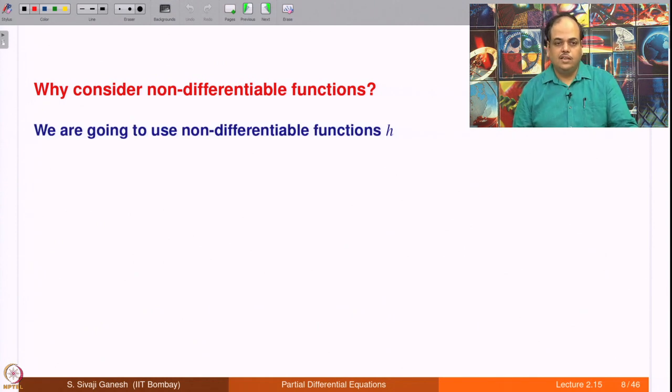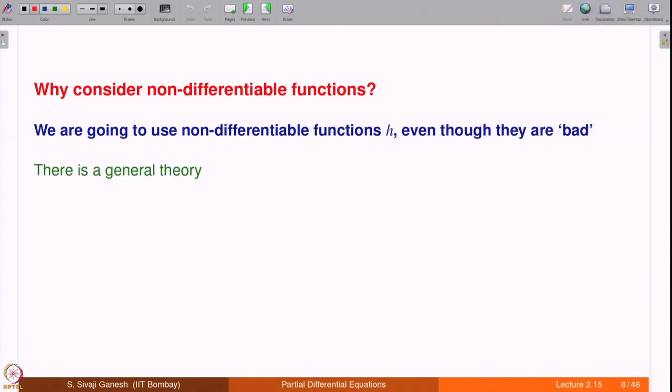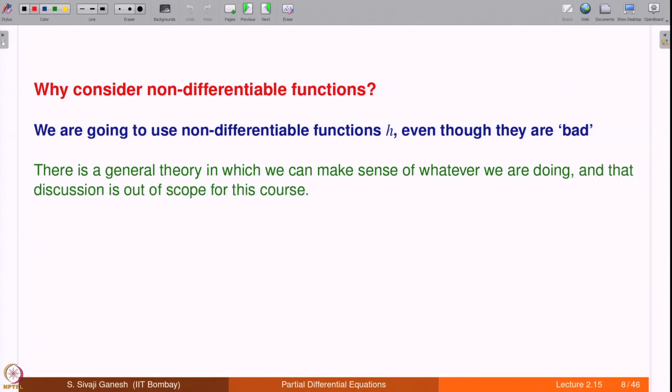So, why consider non-differentiable functions? Again, same thing, we are going to use non-differentiable functions even though they are bad. There is a general theory, this is some kind of assurance. There is a theory, do not worry, in which we can make sense of whatever we are doing. So, please go ahead and do not bother about whether it is correct or not. That discussion is out of scope for this course. We will see a glimpse of it later on in the next lecture.